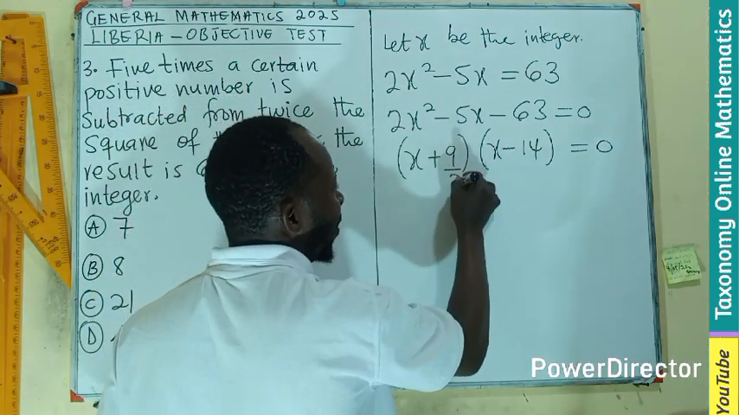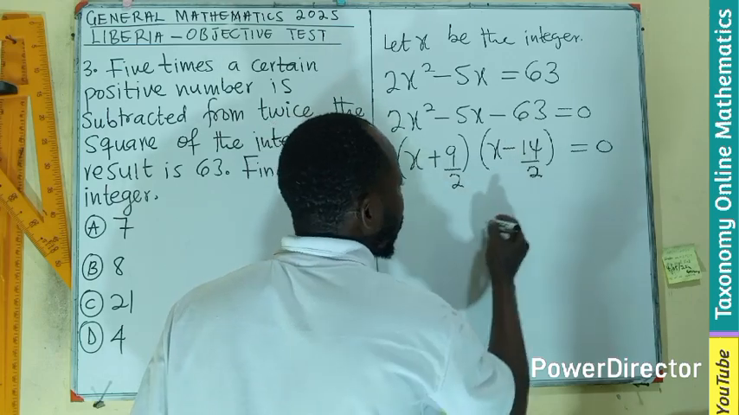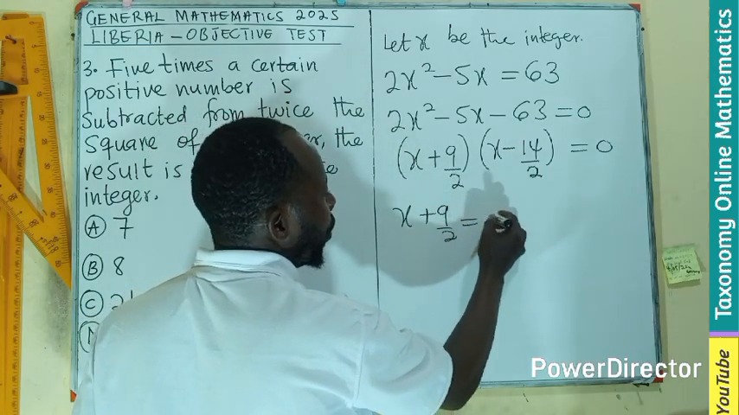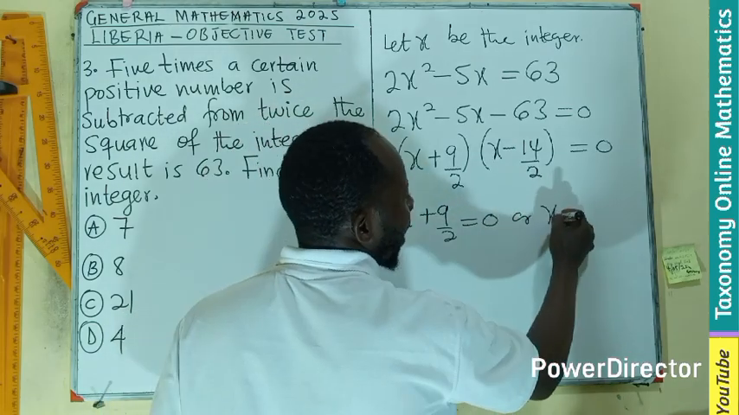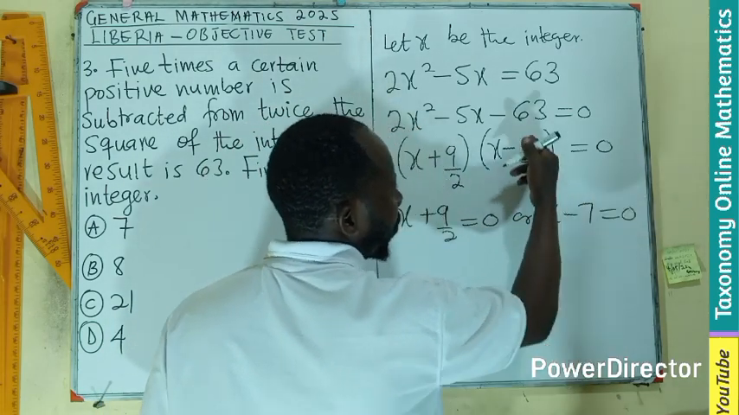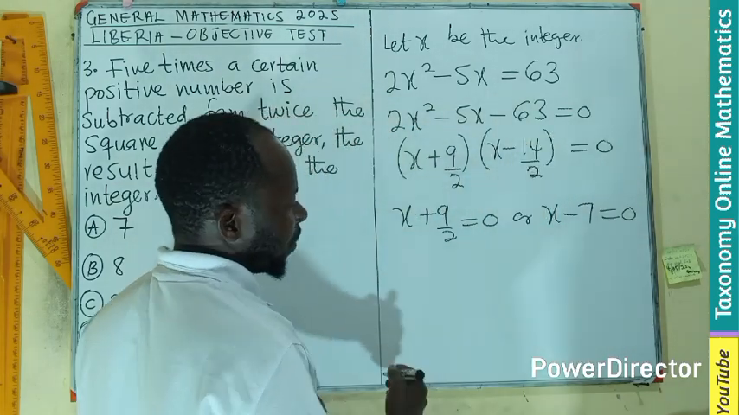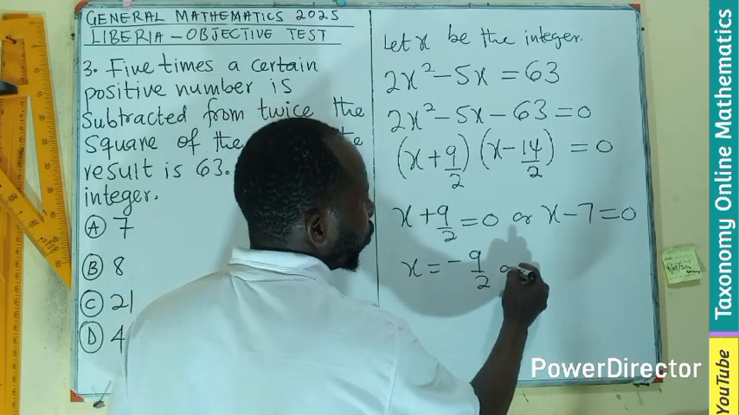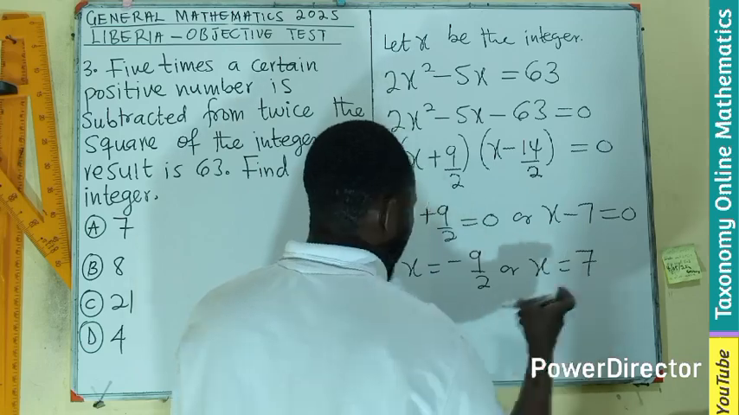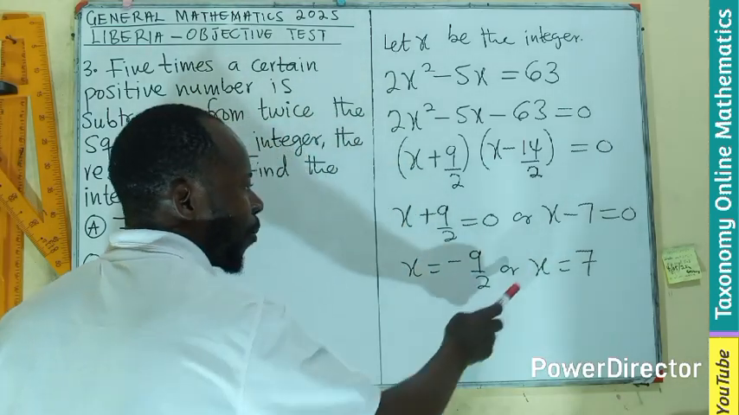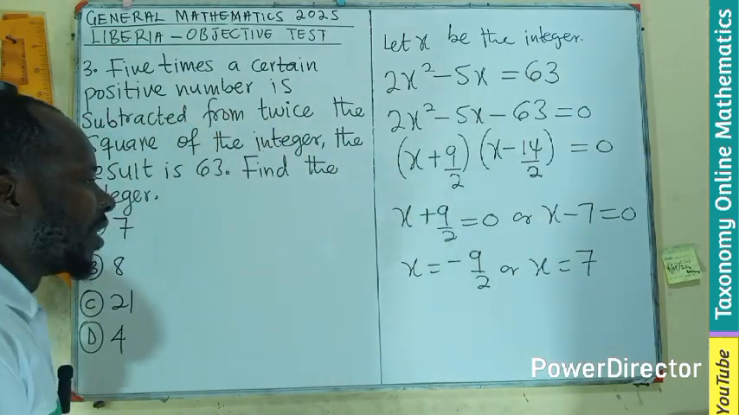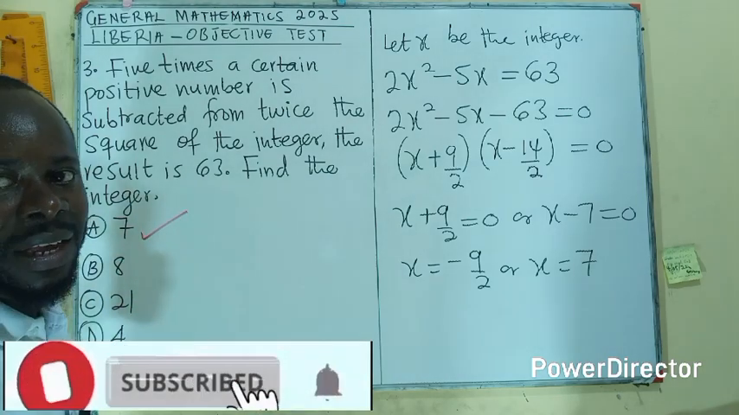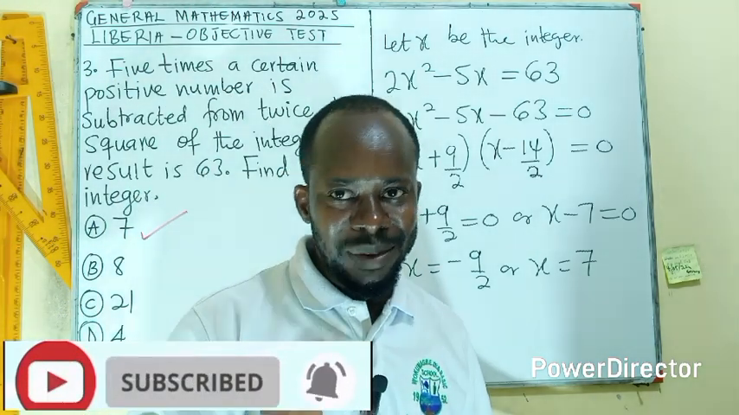So now we divide by that 2 so that we can have our x plus 9 on 2 equals 0, or x minus 7 equals 0. This can be computed. Let's transpose. So x will become negative 9 on 2, or x will become what? Positive 7. We are looking for a positive integer, not a negative integer. So the answer is going to be what? The option A, which is 7. I believe well understood.